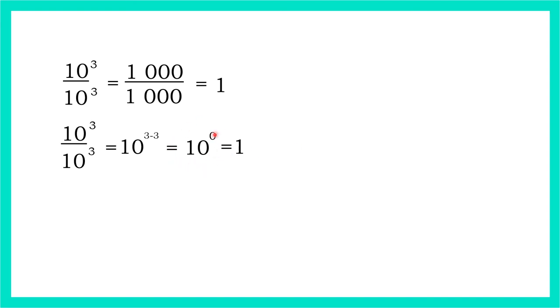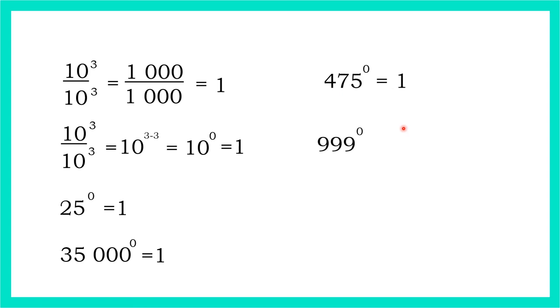So, lahat lang yun, ha? Hindi lang with 10. Lahat yun sa ibang numbers din. So, if you have 25 raised to 0, that is equal to 1. 35,000, kahit sobrang laki, raised to 0, equals to 1 pa rin yan. 475 raised to 0, that is still equal to 1. 999 raised to 0 is equal to 1. 680 raised to 0 is equal to 1. And 111 raised to 0 is equal to 1.